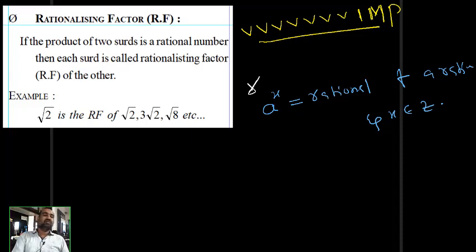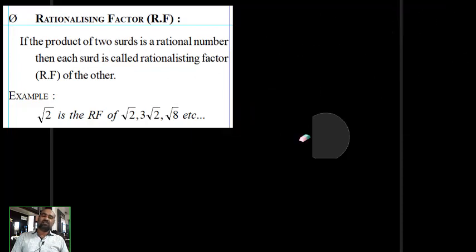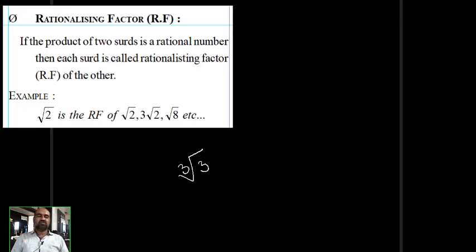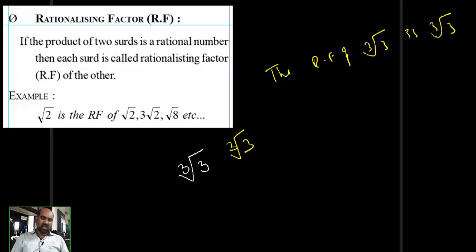Now I will ask a question to a student. What is the RF of cube root of 3? Most of the students will get confused and say that the RF of cube root of 3 is cube root of 3. But I can say your answer is wrong. Why? I will show you. If this is the RF of this, the product should be a rational number only.